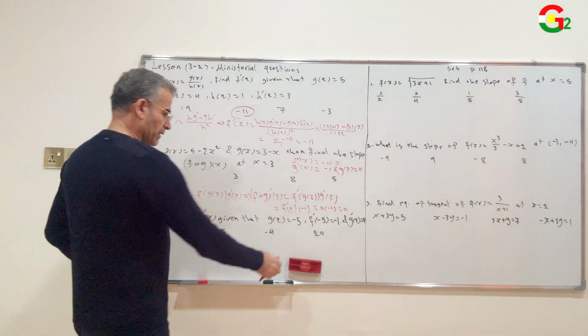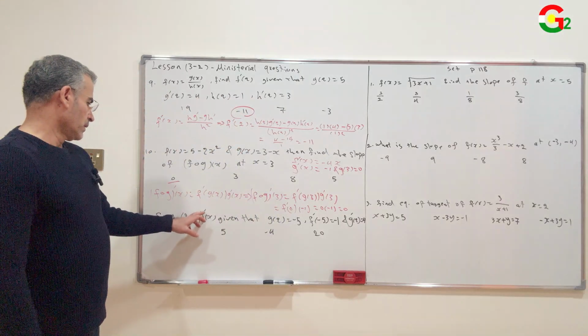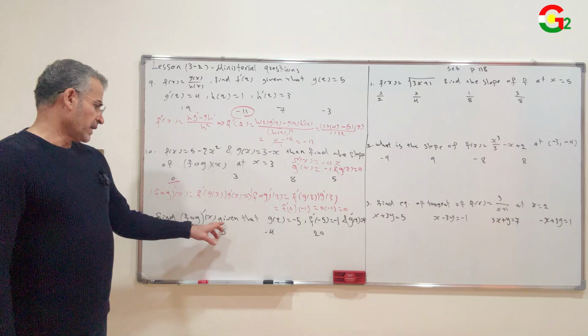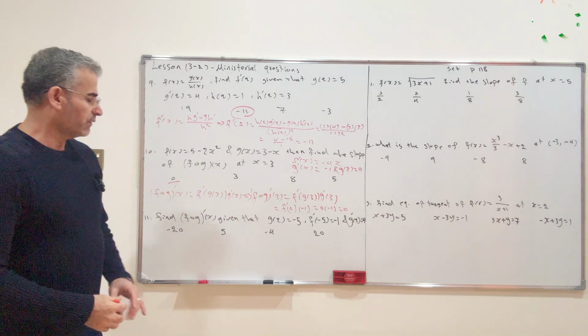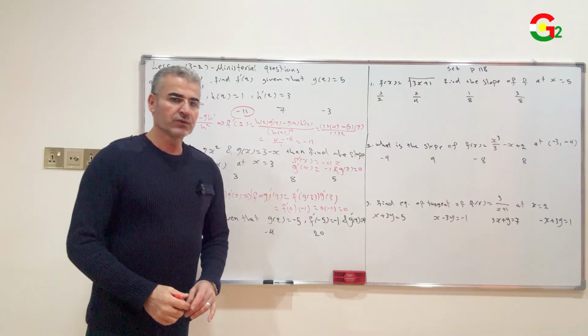Question number 11. Find f o g prime of x given that g of 2 equal -5, f prime of -5 equal -1, and g prime of 2 equal 4.